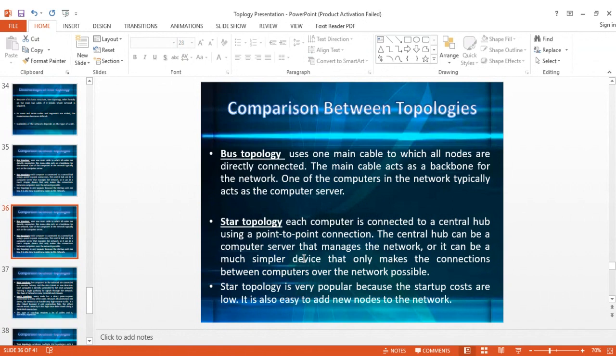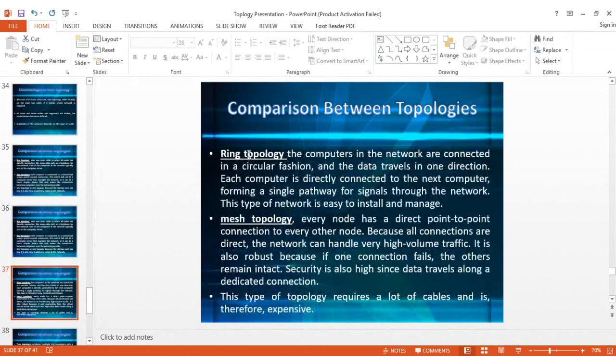But now, in the star topology, each computer is connected to a central device, either a hub, a switch, or a router. And there is the use of point-to-point connection. So a signal travels from the central device to that workstation, or to that node.